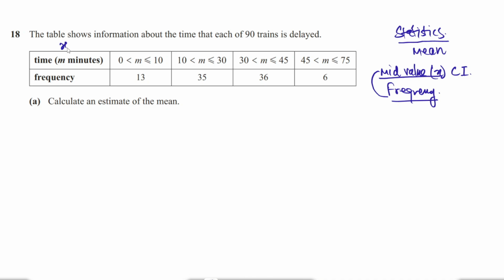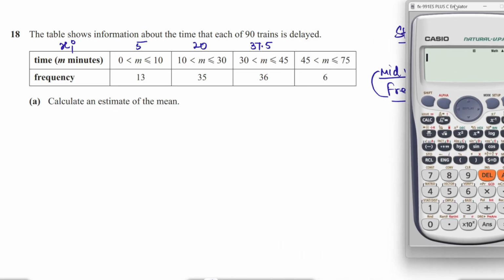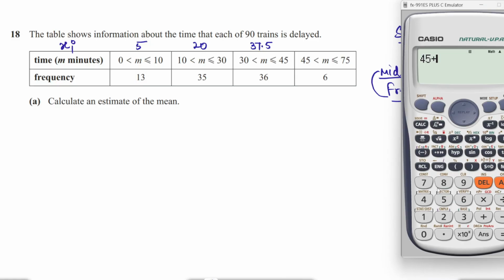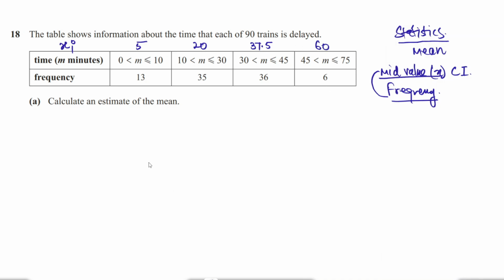So here we'll be finding the mid values. So 0 plus 10 divided by 2, that gives us 5. 10 plus 30, 40. 40 divided by 2, that gives us 20. 30 plus 45, 75. Half of 75, you can do it by using the calculator as well. For example, if you are using a calculator, 45 plus 75, whatever it is, divide by 2. So hence we'll get 60 here. So these are the mid values. Now we have to multiply these.